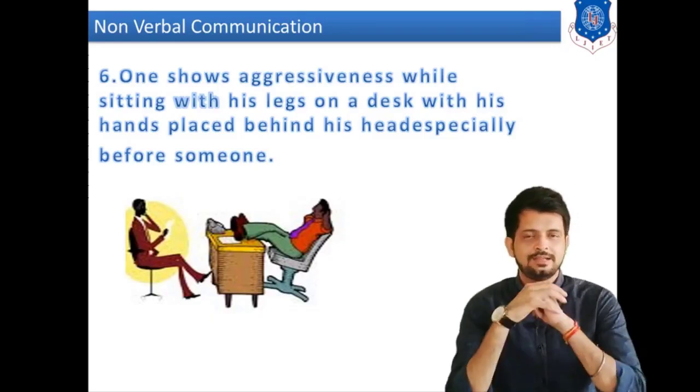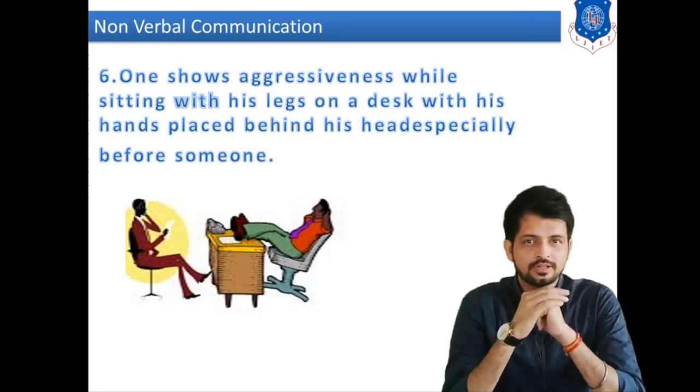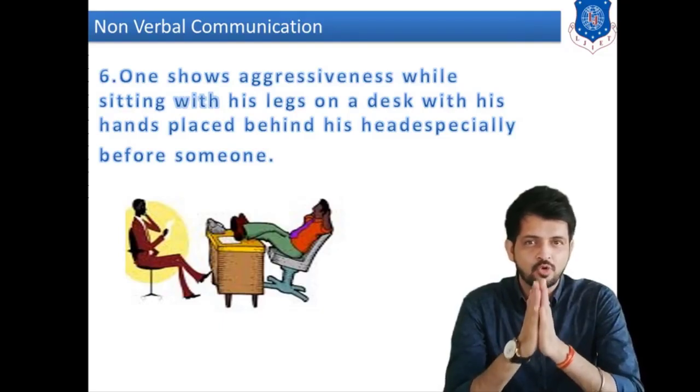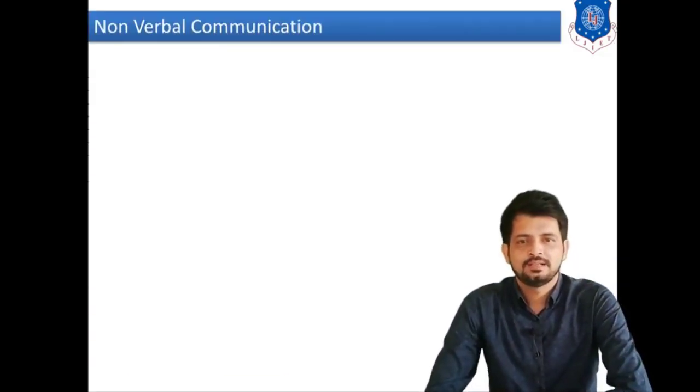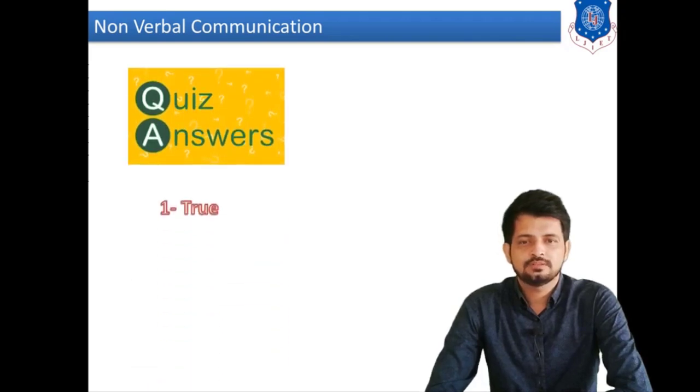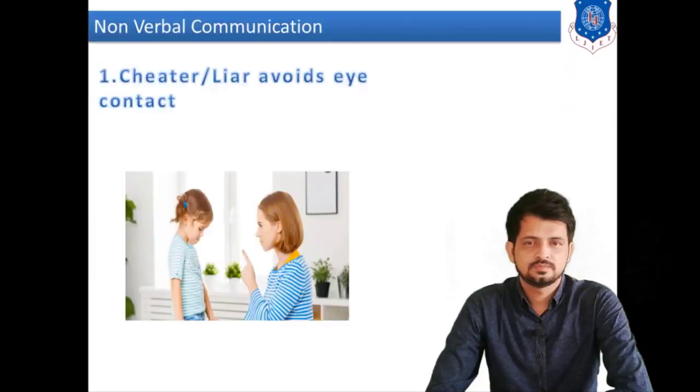Now it's time to give the answers to all the questions. Check in your notebook what you have written. Let us see the answers one by one. Which was the first question? Cheater, liar avoids eye contact.